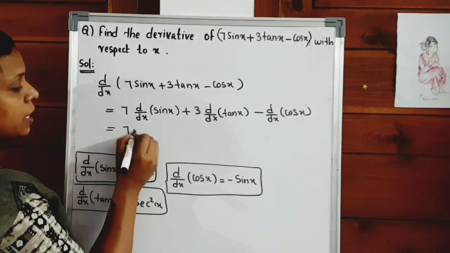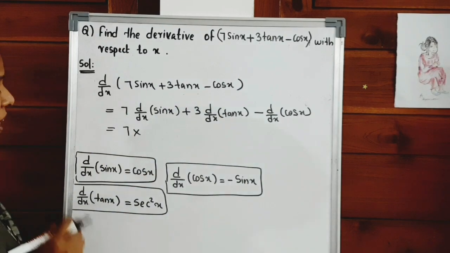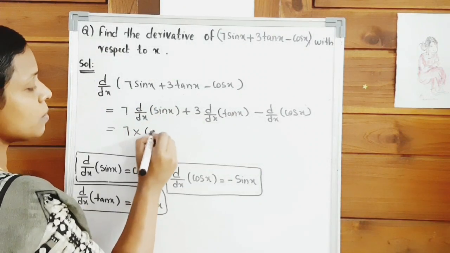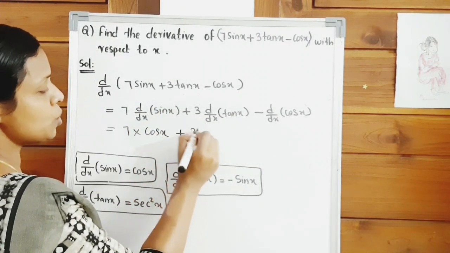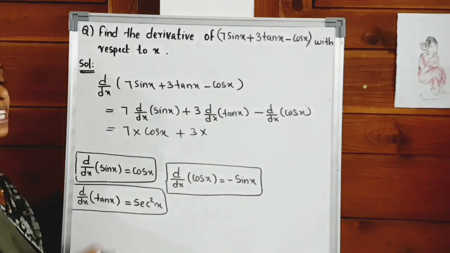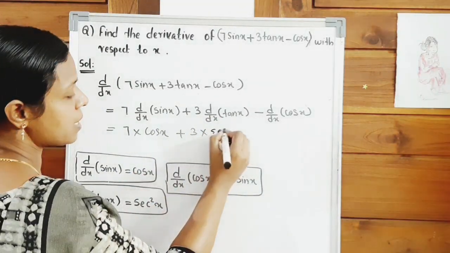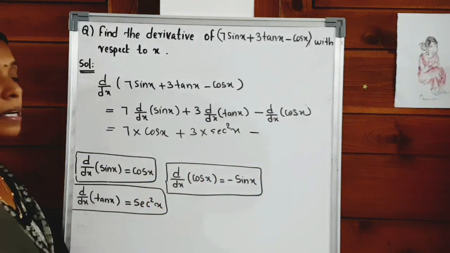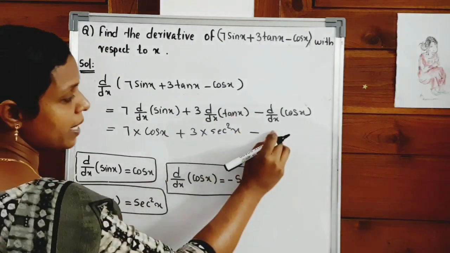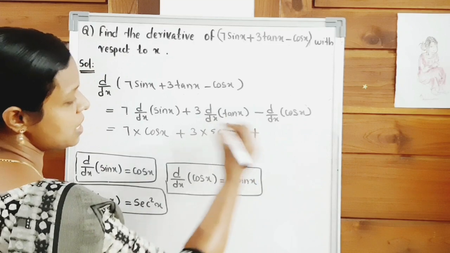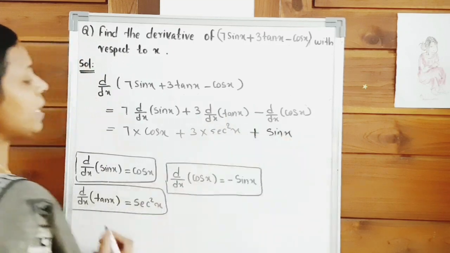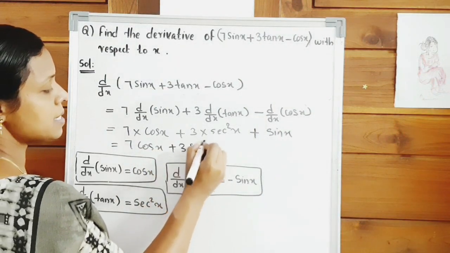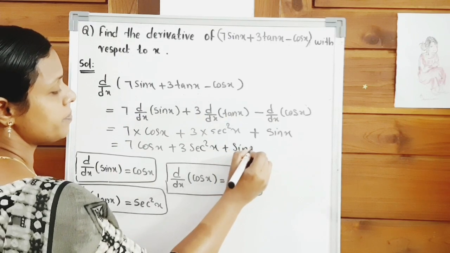That is equal to 7 into d by dx of sin x. We know that d by dx of sin x is cos x. So we write d by dx of sin x is equal to cos x, plus 3 into d by dx of tan x, which is sec square x. So we substitute here sec square x. Minus d by dx of cos x. We know that d by dx of cos x is minus sin x. So we write here minus sin x. This minus becomes positive sin x. Now we get 7 cos x plus 3 sec square x plus sin x. Clear?